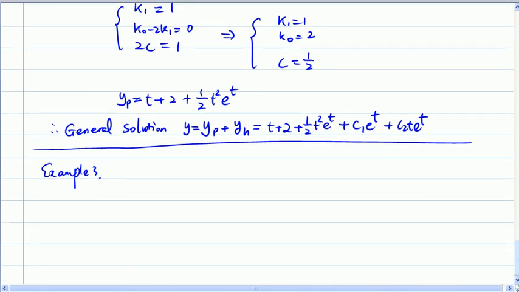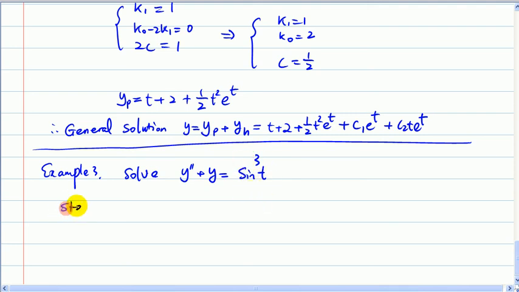From this question, one of the things you've got to be careful about is the modification rule. So let's look at the third example. For the third example, I'm going to ask you to solve this one here: y double prime plus y equals sine t cube. This sine t cube seems to be pretty scary, actually.